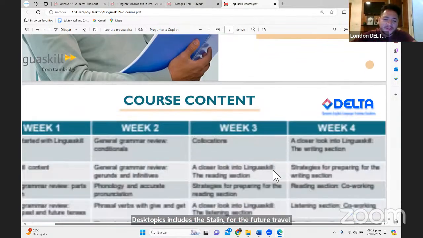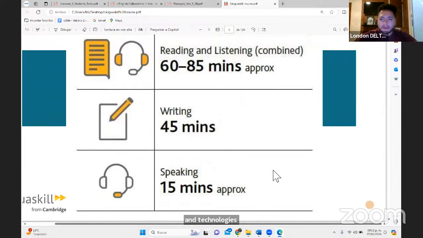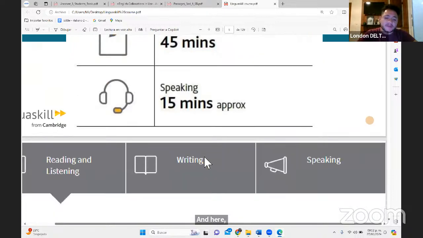Very well. So the test Linguaskill is divided in these. There are 4 parts, but the first 2 are combined. We have reading and listening in one part, this combined section. The exam will take about 1 hour. It could be a little bit more, like 1 hour and 25 minutes. And you may wonder, why is the difference in this time? Why 60 minutes or why 85 minutes? And here in writing, we have 45 minutes, speaking 15 minutes.